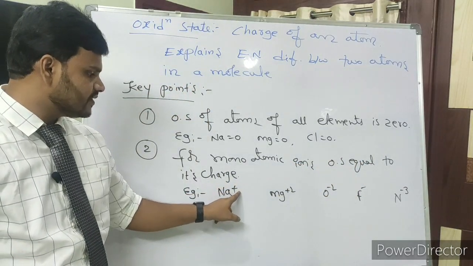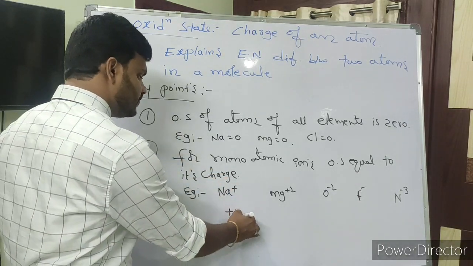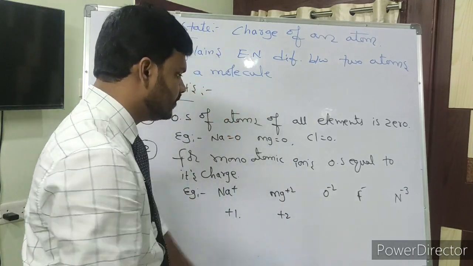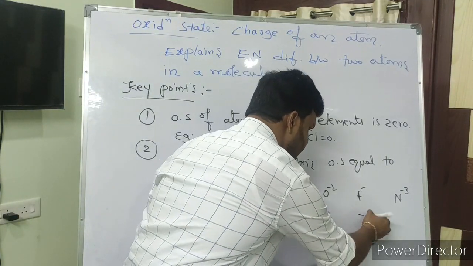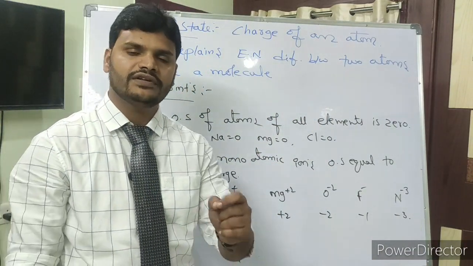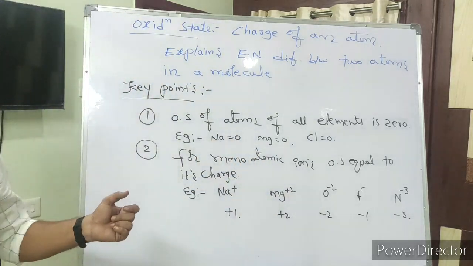So sodium, what is the charge here? Plus, that is nothing but sodium having plus 1 oxidation state. So what about magnesium? Plus 2 oxidation state. What about oxygen? Minus 2, here minus 1, here minus 1. Very simple. Very, very simple. Clear, students? Just look at the board. These two points are very important.